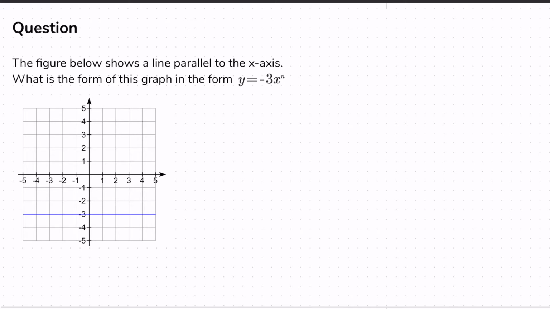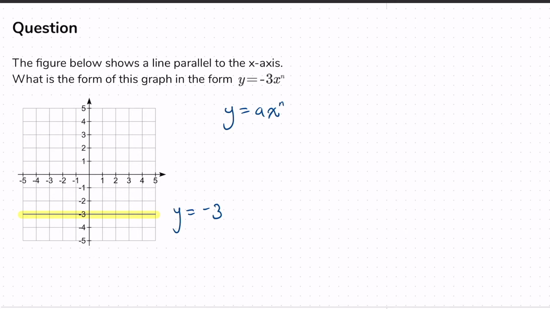Now this question's a little bit odd, but what it's asking us to do is grapple with this new form of a graph, right? Something that looks like this, ax to the n. What I know about the graph it's showing me though, is that it really is equal to -3.